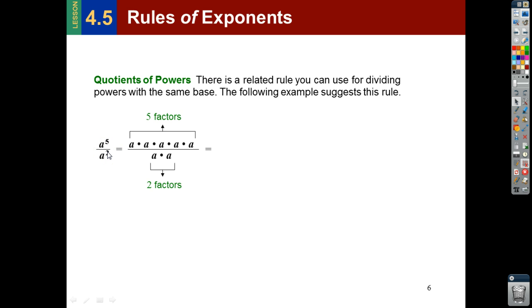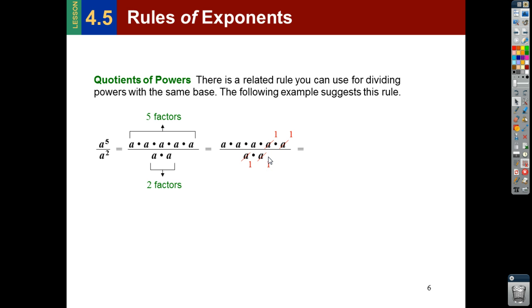So I'm going to go ahead and look at this. I'm going to say, okay, I have 5 factors on the top and I have 2 factors on the bottom. And what I can do here is I can start canceling some of these out, right? Because it's a multiplication problem. I'm going to look at this and say, okay, a divided by a. Any number divided by itself is going to be equal to 1. And then I can do it again. Another number, a divided by itself, again, 1.